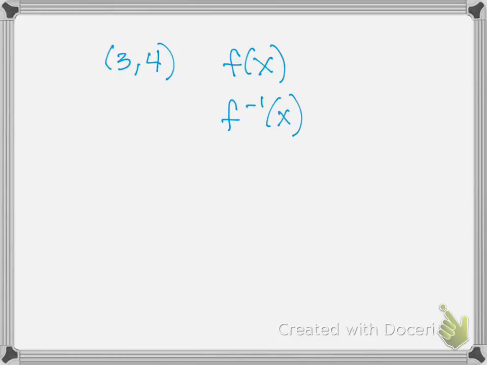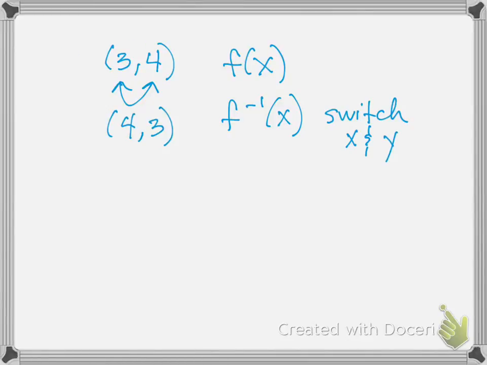So let's say that I had a point 3, 4. So 3, 4 is located on my function f of x. If I were to figure out what its inverse was, then I would just switch my x and y. And so the ordered pair 4, 3 would be on the inverse. So to find the inverse of an ordered pair, all I do is just switch x and y.